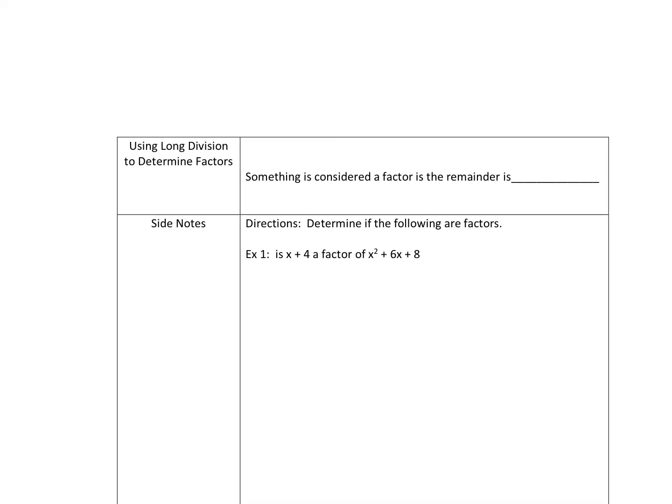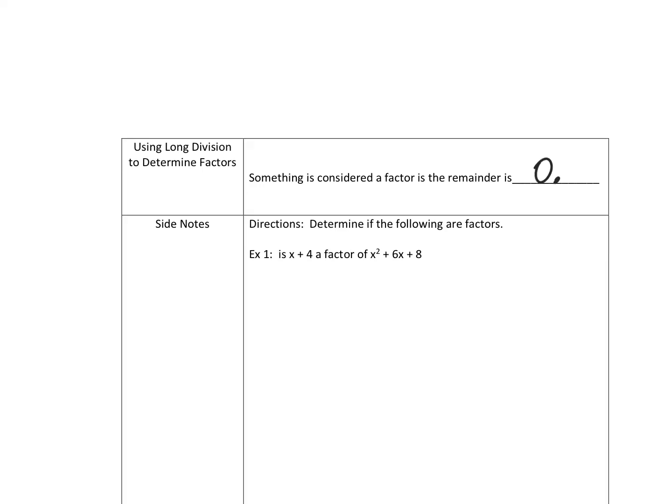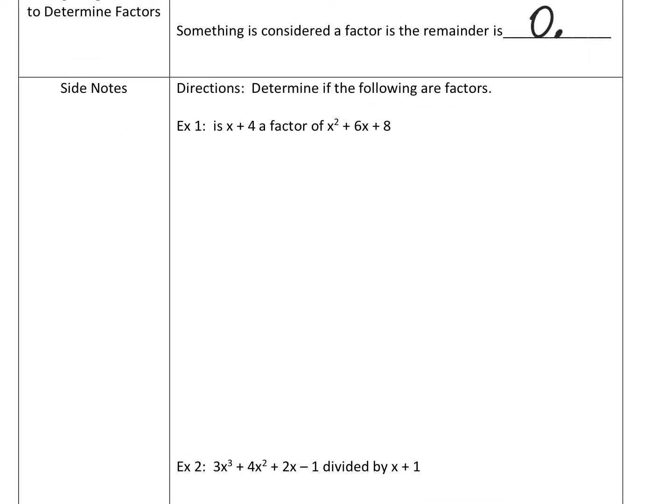We've already kind of talked about this. Something is considered a factor if the remainder is 0. These might be really good EOC or ACT questions. Determine if the following are factors. Is x plus 4 a factor of that polynomial right there? So how would I find that out? Divide it, and if it comes out to 0, then it is a factor, and if it comes out to anything besides 0, it's not a factor. Okay, so I'll set up this first one for you.